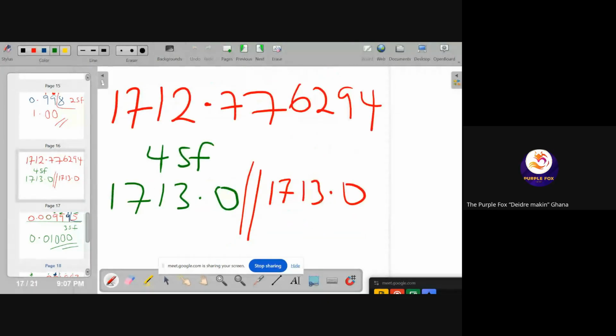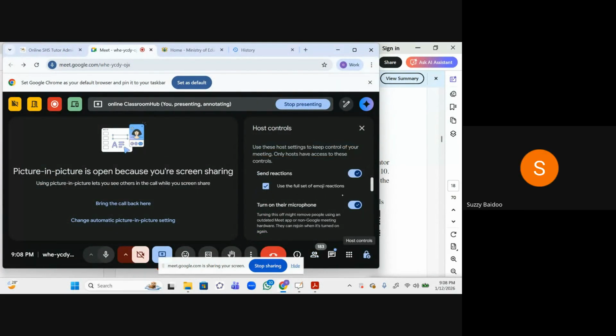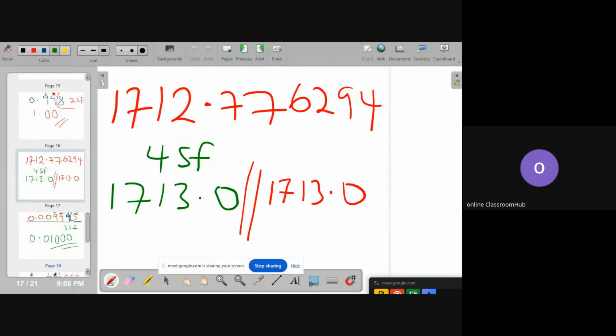Yes, sir. So this very question, 7.7294. And 1712.77694. It's 1 before the decimal point. 1712.77694 to 4 SF is what we are having here.